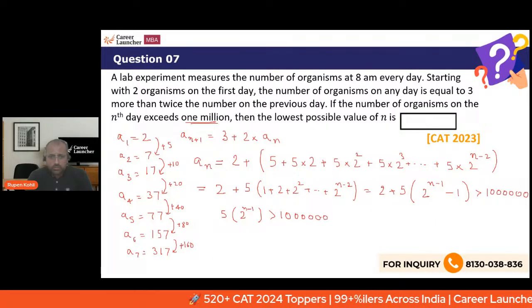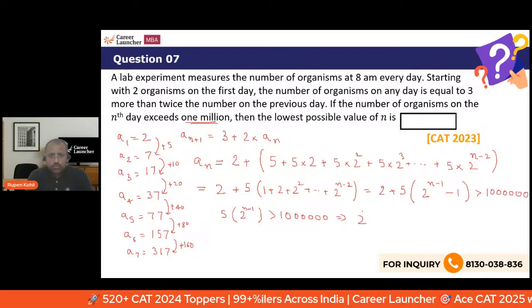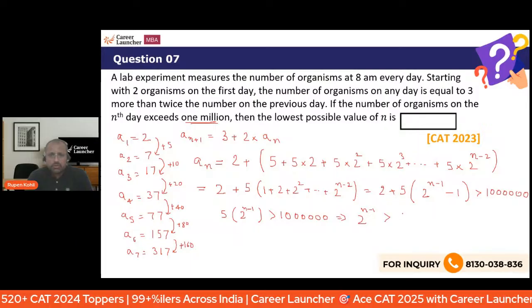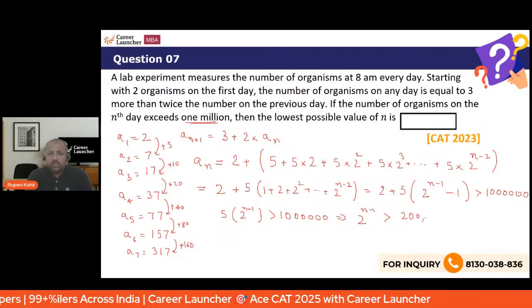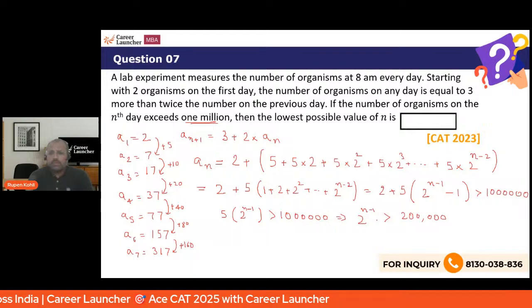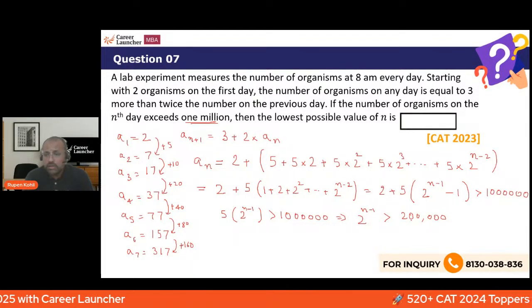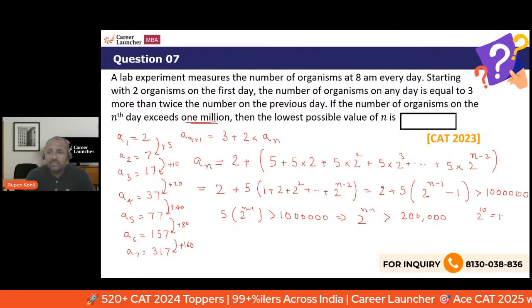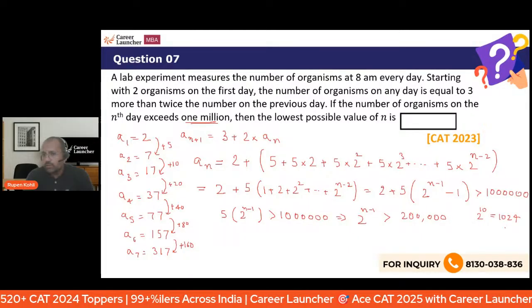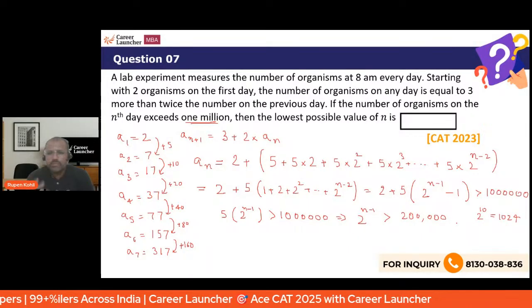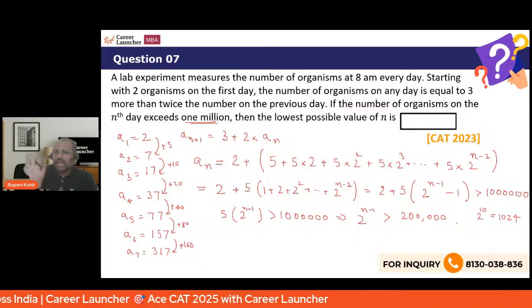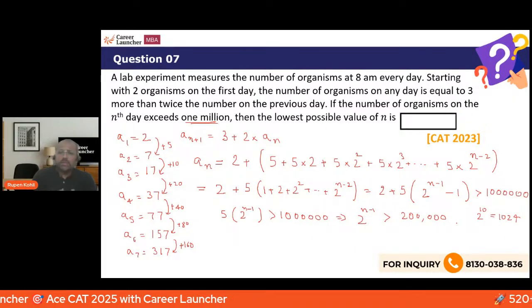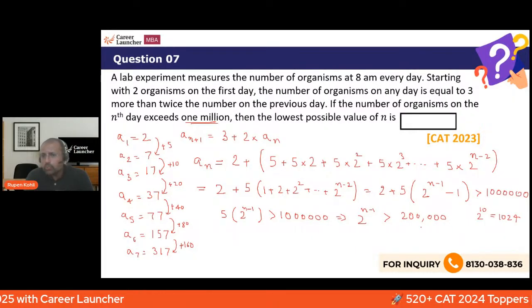1 followed by 6 zeros. So which means that your 2 power n minus 1 needs to cross over 200,000. Now what power of 2 brings you close to this? Sorry, 2 lakhs, right? This was 10 lakhs, this is 2 lakhs. Well, at least we know 2 power 10 is 1024, near enough to 1000. And this is 200,000. So think of this, that okay, 2 power 10 is nearly 1000. So we have to further multiply with a power of 2 to get to a value of 200, right?